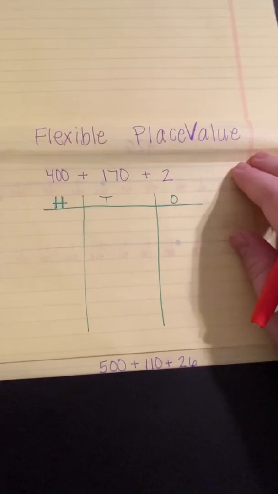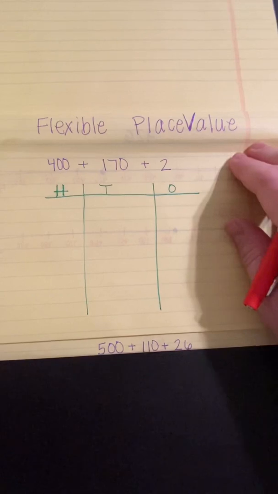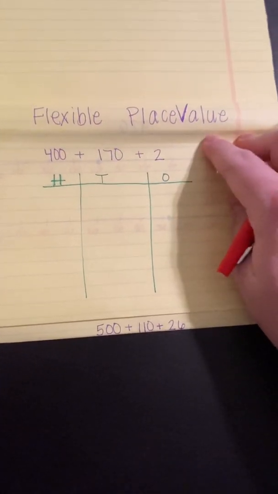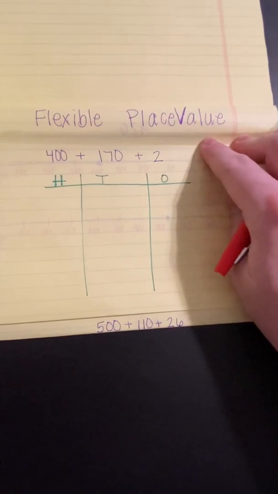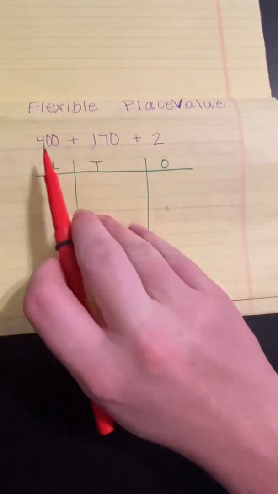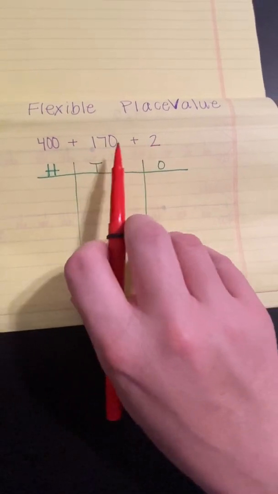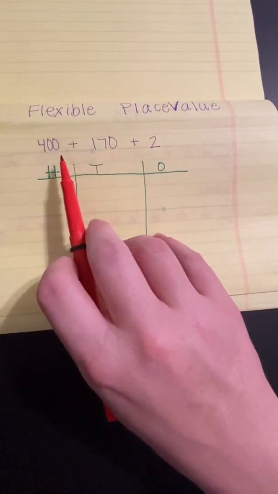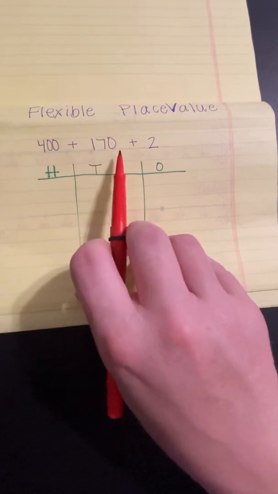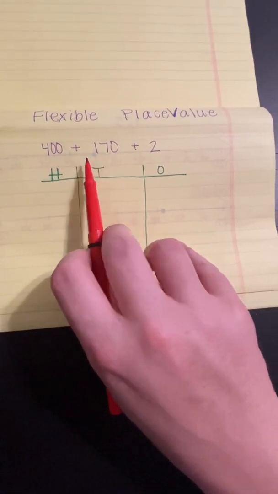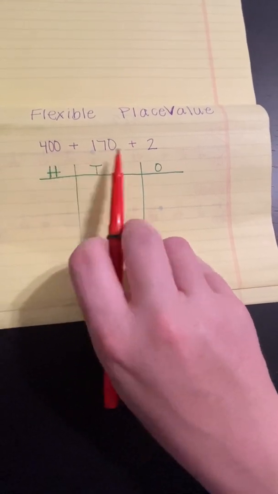Flexibility with place value is important because it helps us really understand the value of a number by showing how we can regroup our numbers in our hundreds, tens, and our ones. So here I have an expanded form of 400 plus 170 plus 2. I notice that the value of what would be my tens is greater than 100, which makes me kind of confused because I am seeing a lot of numbers here.